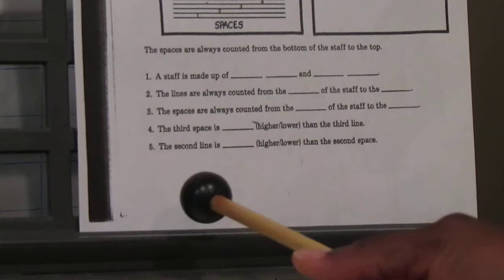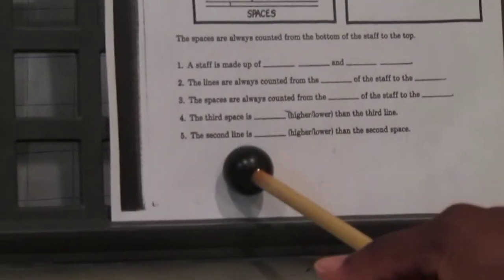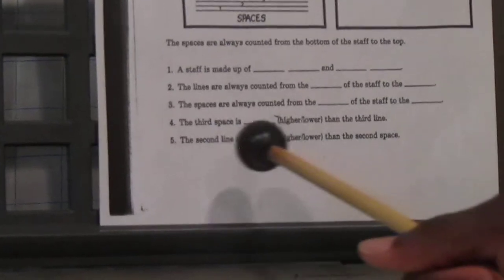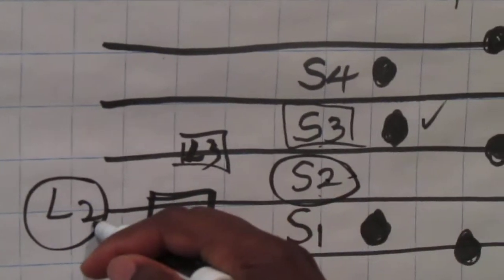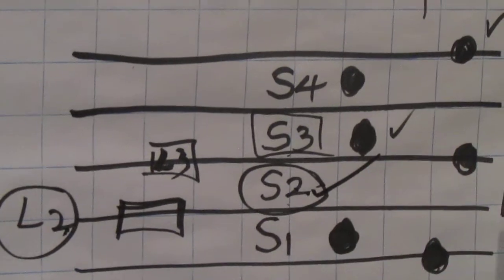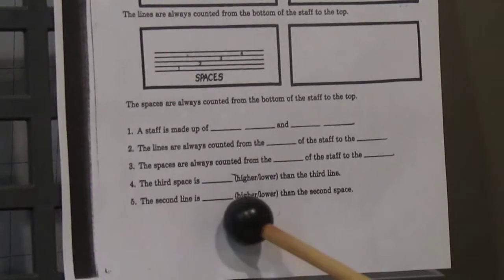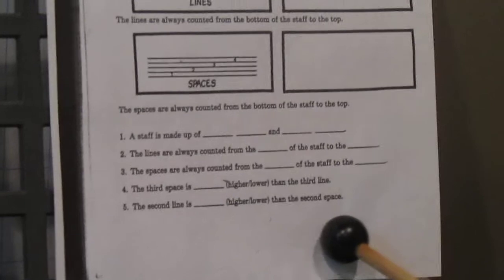So now the other question that we have here is to compare the second line to the second space. So let's look at the second line. This is the second line. Line 2. We're comparing that to the second space. And this is the second space. Which one is higher? Second line, or second space? Second space is higher. So therefore, the second line is lower. Okay, did you see that? The second line will be lower than the second space.